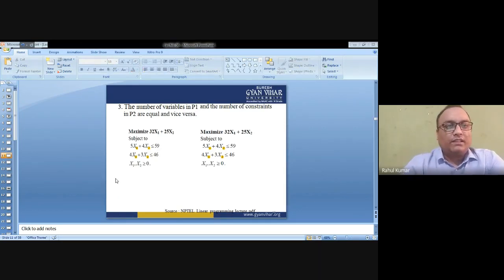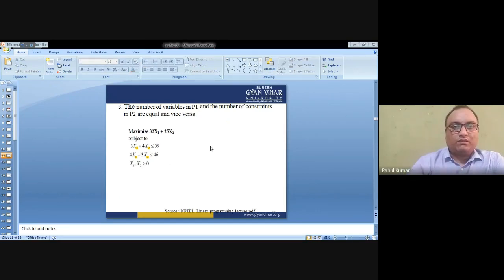Move to the third step. The number of variables in P1 equals the number of constraints in P2, which is the case of maximization: 5x1 plus 4x2 less than or equal to 59, and 4x1 plus 3x2 less than or equal to 46.